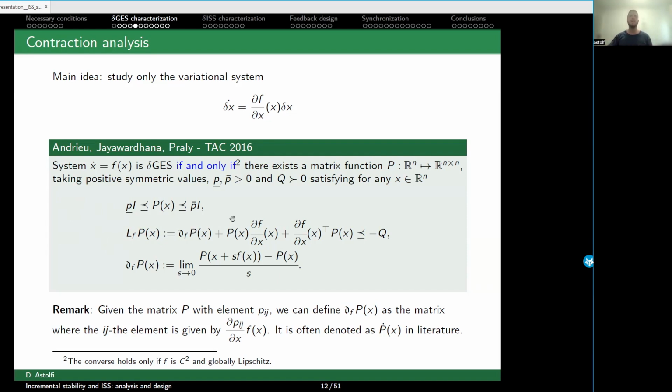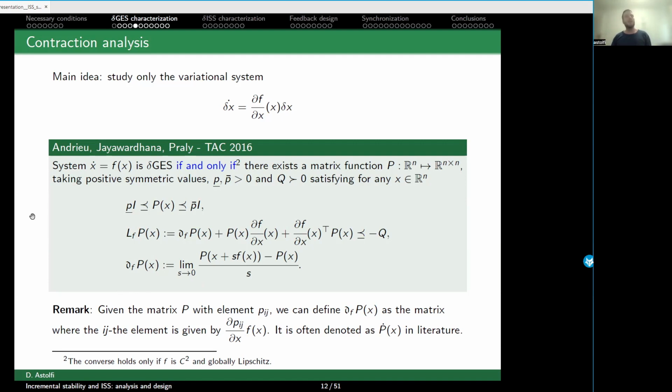So we recognize three elements in this LfP operator. We have the classical P times the Jacobian of f and its transpose, and then we have also this element, which is also denoted, as I wrote in the remark, as the derivative of P along the vector field f, that we can define in two different but equivalent ways. Either we take the limit of P evaluated at x plus s f of x, minus P of x, divided by s, taking the limit for s going to 0, or we can think about it element by element, so all the elements of P are such that this derivative of P is the Jacobian of P times the vector field f, so that we again end up with a matrix of dimension n times n.